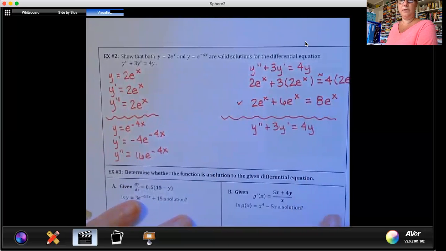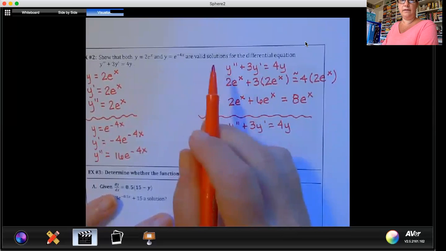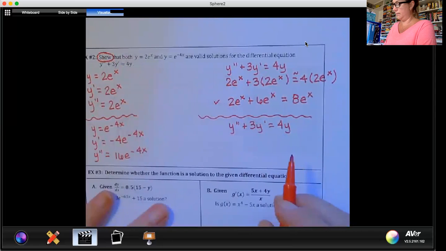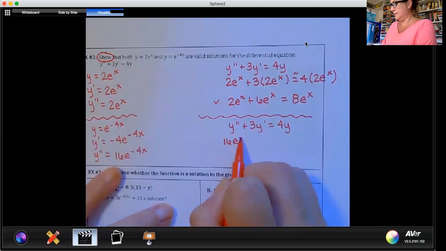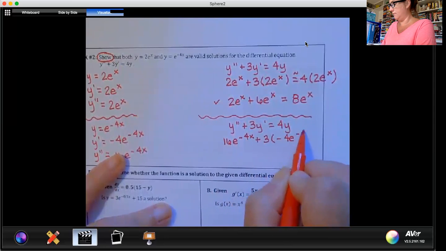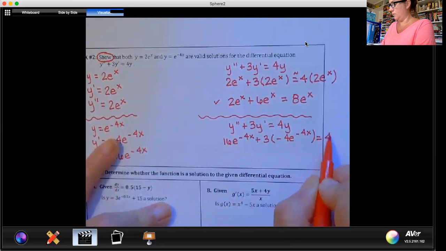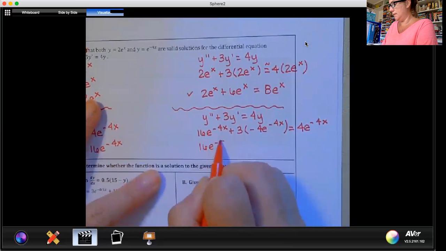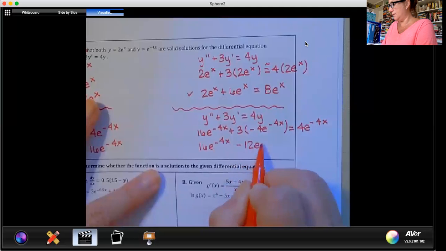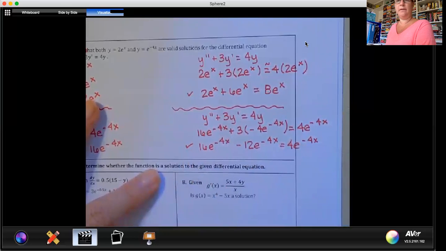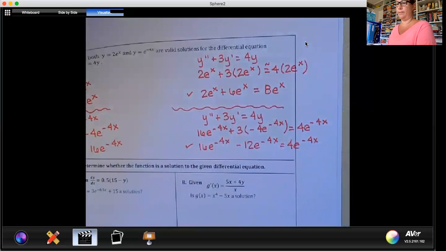And there's your check. Remember, it's already told you that they're valid, and the question here is to show that they are. 16e to the negative 4x plus 3 times negative 4e to the negative 4x equals 4e to the negative 4x. So 16e to the negative 4x minus 12e to the negative 4x equals 4e to the negative 4x. And there's your check. 16 minus 12 is 4.